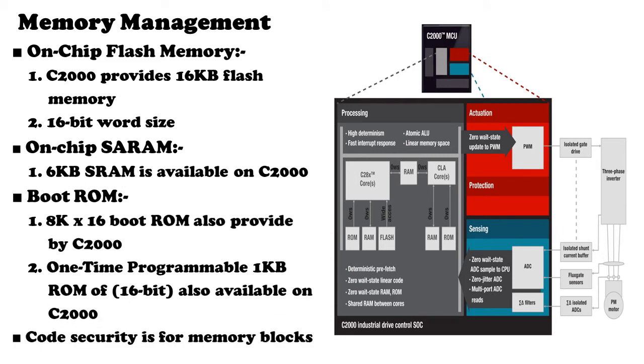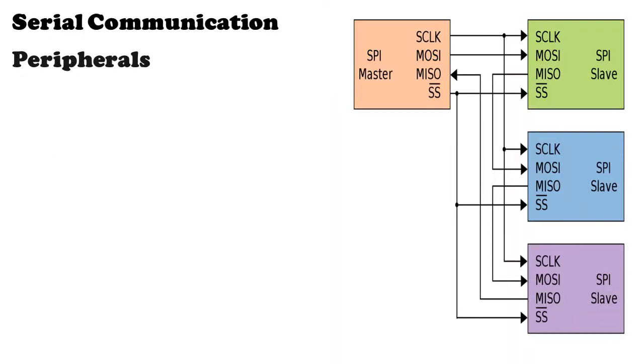Let's start with memory management in C2000. It has on-chip flash memory, SRAM, and boot ROM. C2000 microcontroller provides 16 KB flash memory with 16-bit word size. 6 KB of SRAM is available on C2000. There is a new feature in C2000, which is boot ROM. It provides 8K x 16 boot ROM. One-time programmable 1 KB ROM of 16-bit is also available. Code security is provided for memory blocks. Next we are going to know about serial communications peripherals.